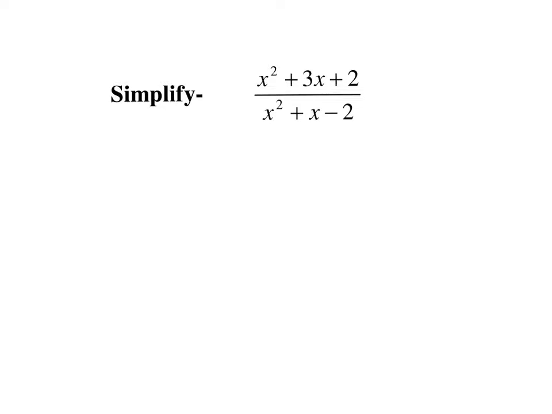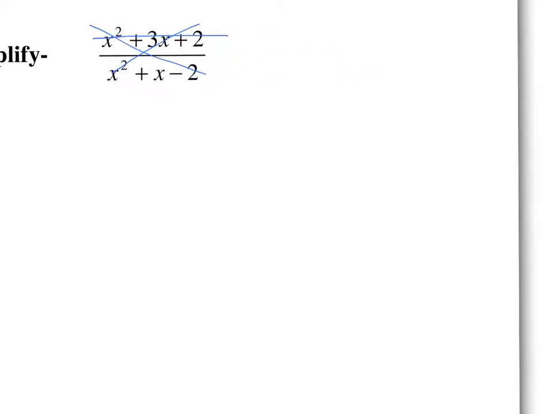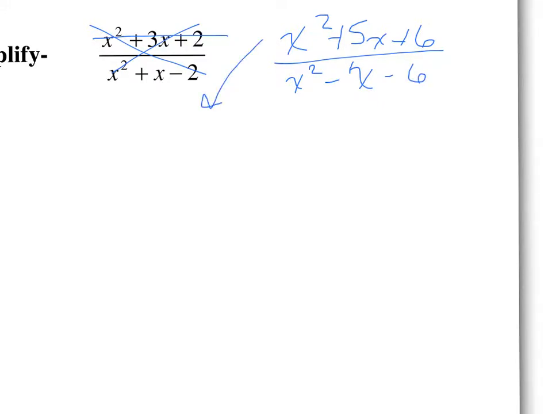It looks like in the most recent edition, this is not the same question. So I'm going to X out this question. What I see instead is x squared plus 5x plus 6 over x squared minus x minus 6. So I'm going to write these factors down here.